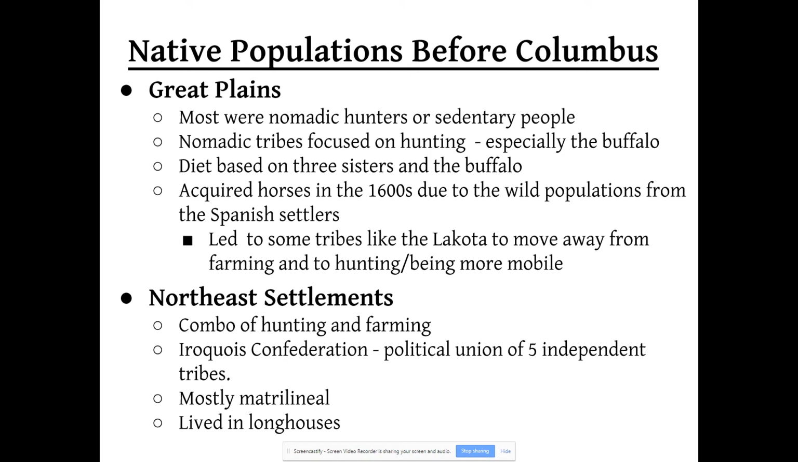And this region also had the Iroquois Confederacy, which was a really big political union of independent tribes that would meet together to defeat warring tribes or handle any other business or issues concerning the tribes.